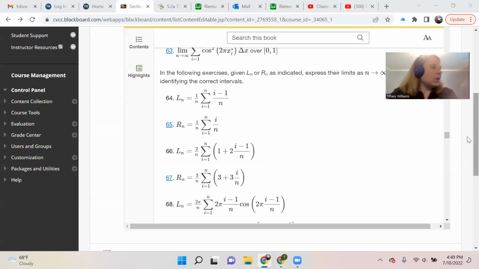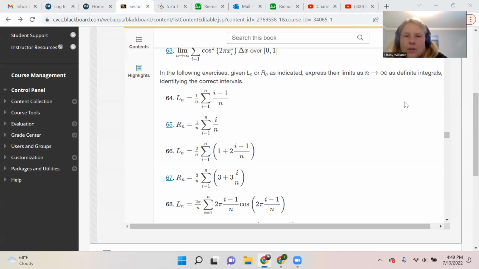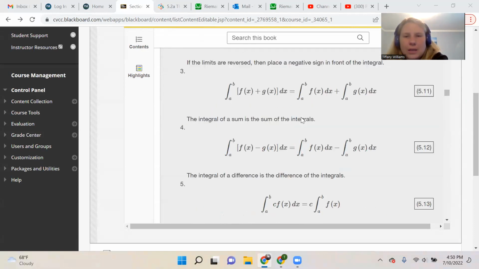All right, guys, so we're going to look at number 65. I apologize for the weird pause on the last video, because I was looking at it and I realized I'm not going to do it the way the book does it, because I don't like the way the book does it. So on number 65, it says, in the following exercises, given L of n or R of n is indicated, so a left summation or a right summation, express their limits as n approaches infinity as definite integrals, identifying the correct intervals. Now, I do want to go back and show you what your book has.